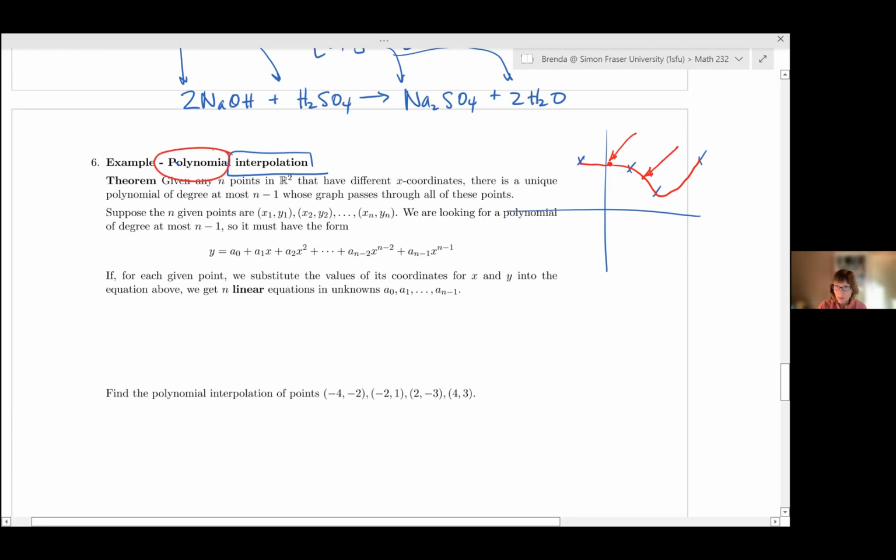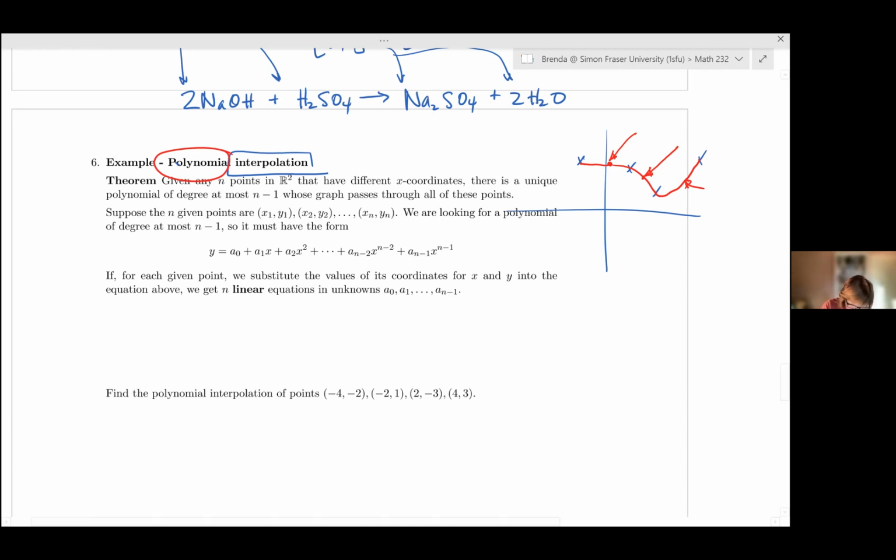So we're going to fit a polynomial. We're going to talk about the degree of the polynomial in a sec, but we're going to fit a polynomial through, and then we're going to be able to use that polynomial to calculate the values where we don't have measured data, say. Okay, so we're going to rely on a theorem here. That is that if we have n points in R2, where the x coordinates are different for each of those points, there's a unique polynomial of degree n minus 1 whose graph goes through all the points.